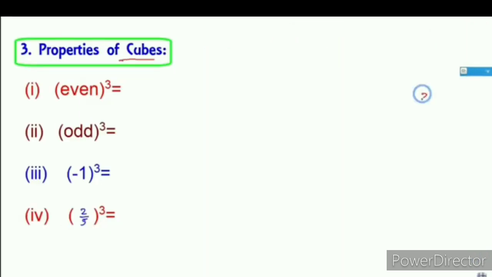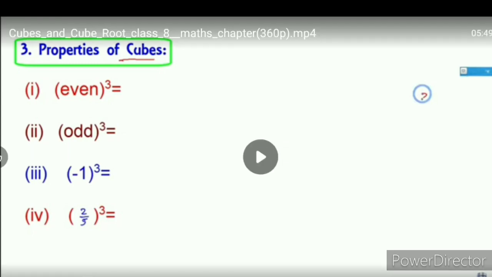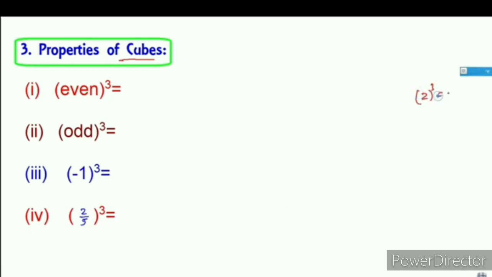Properties of cubes. First one, even cubes, that is cubes of even numbers. Cube of even numbers, what will you get, let's check now. 2 cube equal to 2 into 2 into 2, what are you getting? 8. 8 is an even number, so we can write cube of an even number is even. Next, odd cubes, cube of an odd number, for example 5 cube, what are you getting? 125. 125 is an odd number, so cube of an odd number is odd, same as the square property.